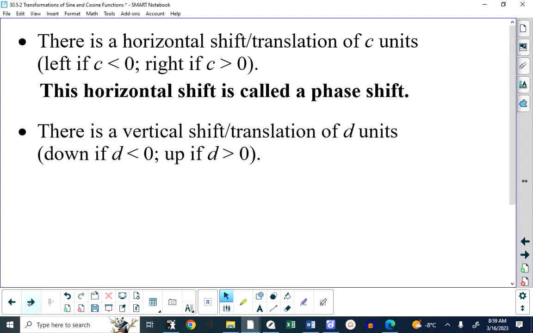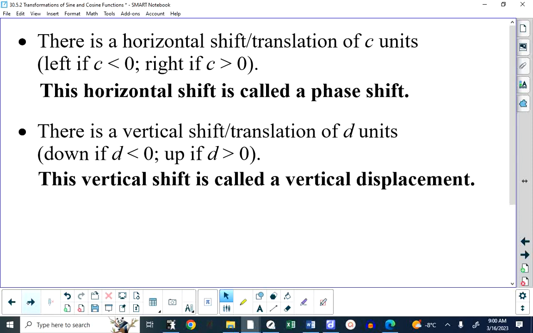Whatever K did before is what D does now. So D is responsible for a vertical translation, and it's down if D is negative, and it's up if D is positive. A little note here for you. We also have a special term for what the vertical shift or translation is. We say it's a vertical displacement. We actually use the word vertical in there. This is on page 30 of our handout.